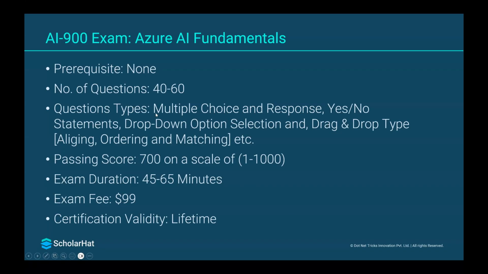The question types can be multiple choice, multi-response, and yes-or-no questions. We also have drag and drop type questions, matching, and aligning items in order. So various types of questions are going to be asked in this AI-900 exam. The passing score will be 700 on a scale of 1 to 1000. The exam duration will be 45 to 65 minutes, depending on the paper set you get. The exam fee is 99 USD.